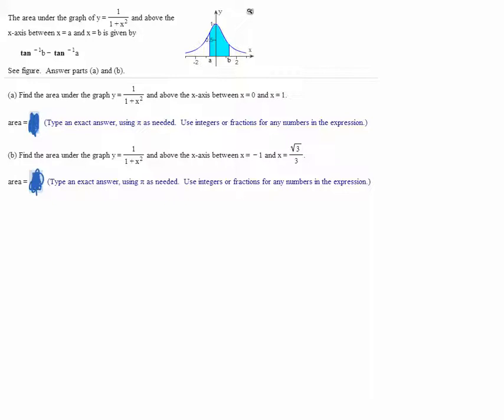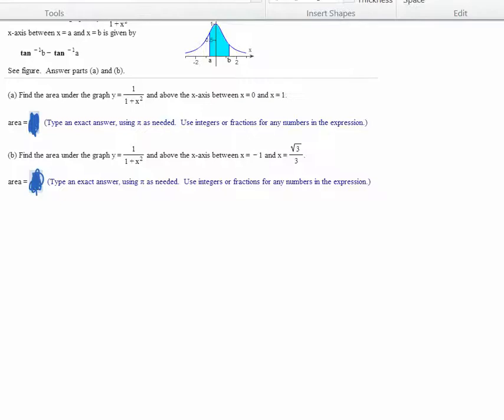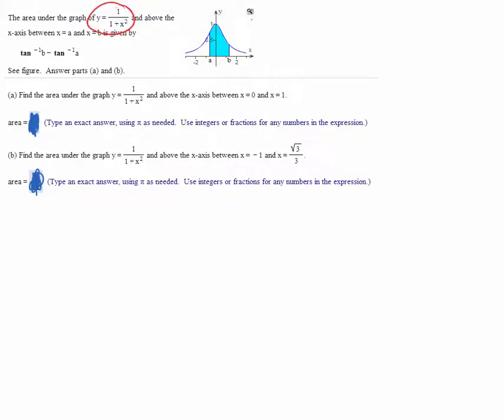What this says here is that for a given curve, in this case we're looking at the curve 1 over 1 plus x squared, the area underneath this curve, like the blue area here, between a and b is the arctangent of b minus the arctangent of a. So if you know what a is and you know what b is, and you want to find the area underneath this curve from a to b, you take arctangent of the right endpoint minus arctangent of the left endpoint.